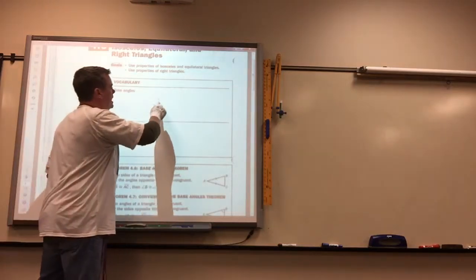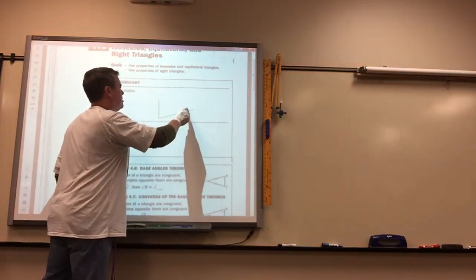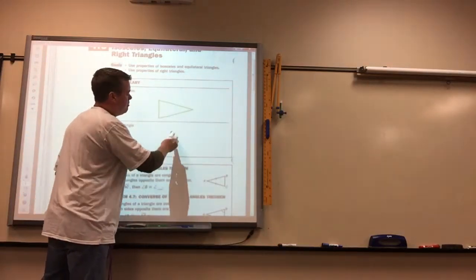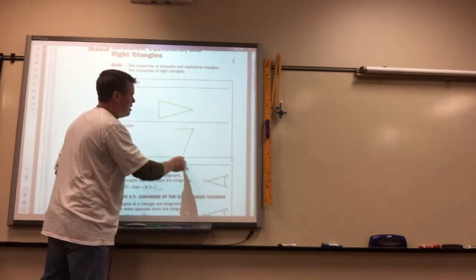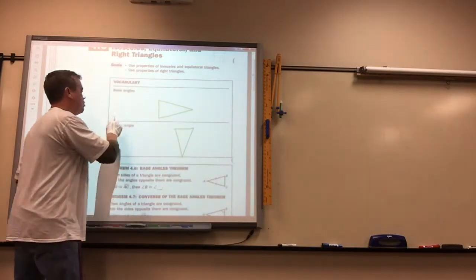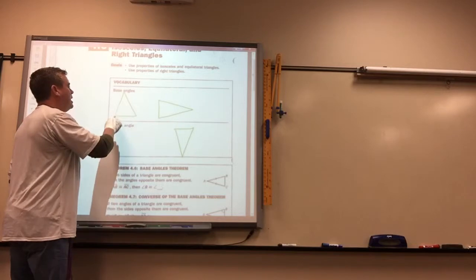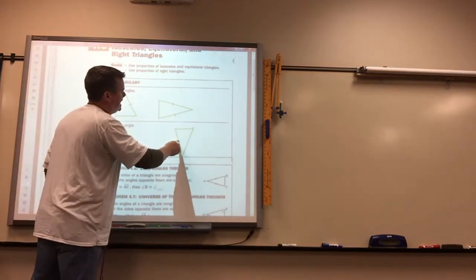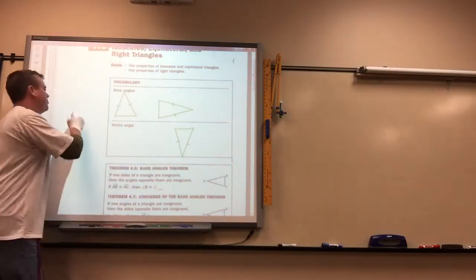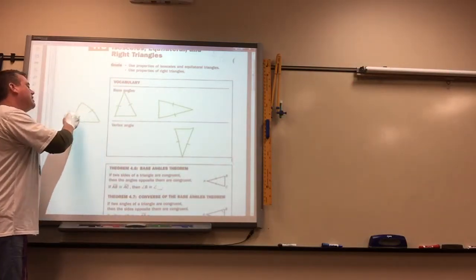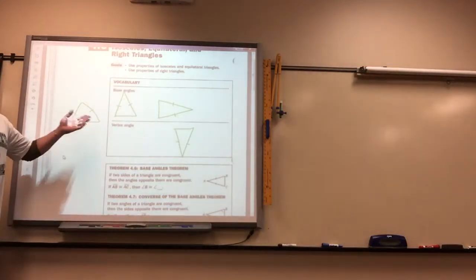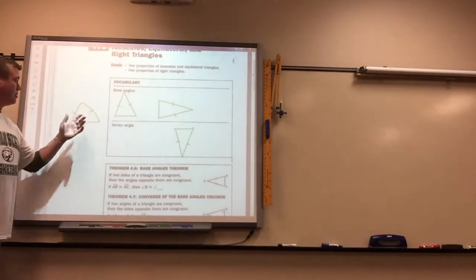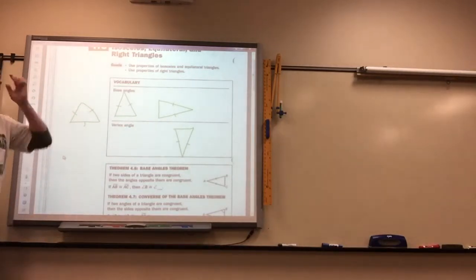Okay, for an isosceles triangle, it doesn't matter if it's upside down or sideways or right side up. The definition of isosceles is actually at least two sides the same. So if you have an equilateral triangle, you could call it isosceles, but the best name is equilateral.